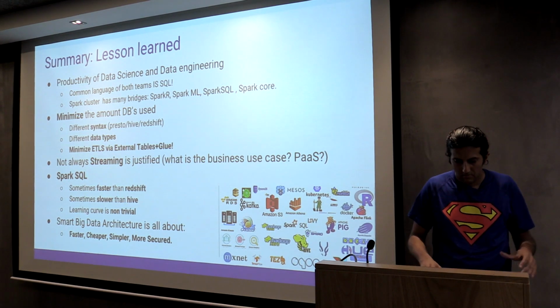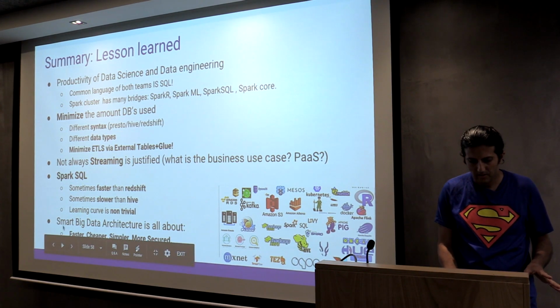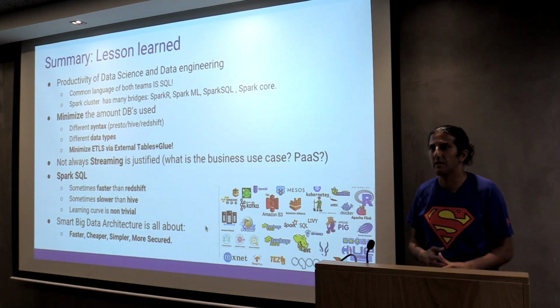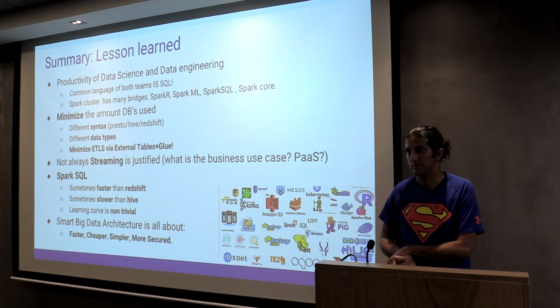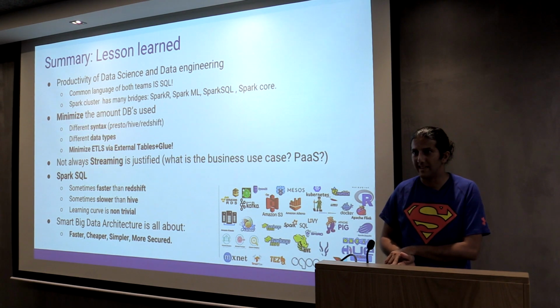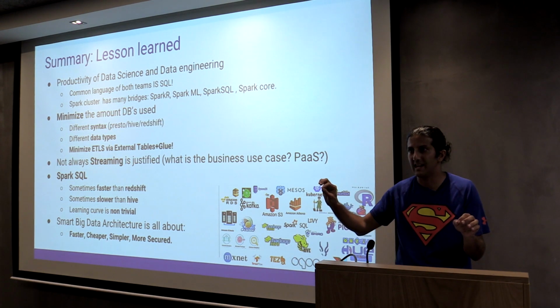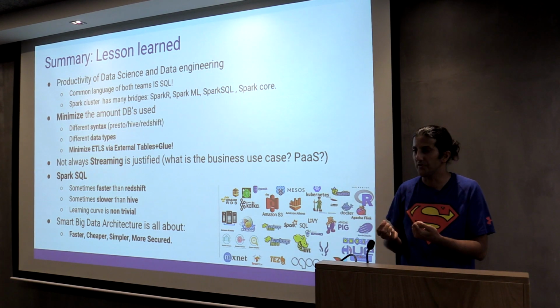Takeaway message, besides the slide and the layering decoupled, is this. Smart big data architecture is all about doing things faster, cheaper, simpler, more secured. Imagine a good data engineer and a bad data engineer. The difference would be that at the end of the month they will both have done the same job, but the monthly bill in AWS would be 1 to 10 in costs.